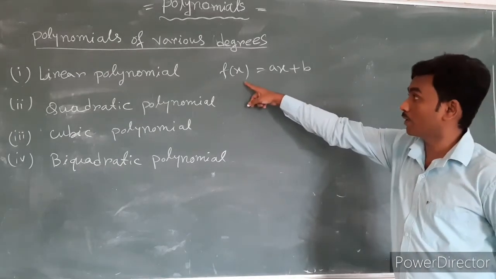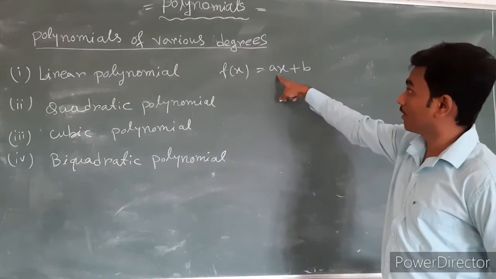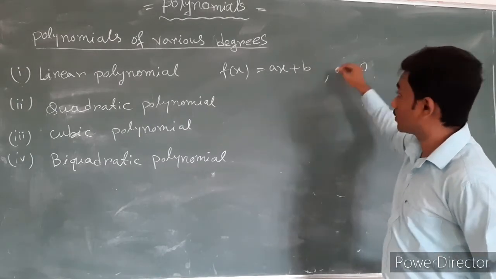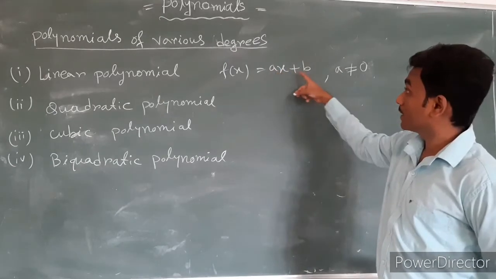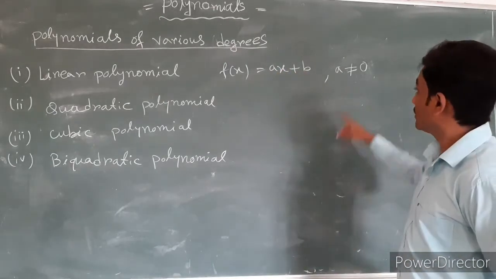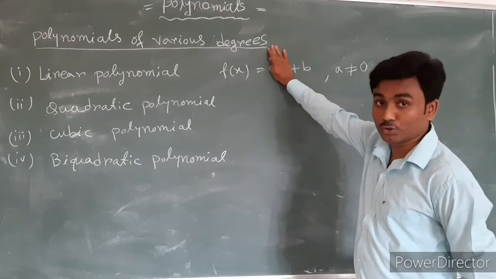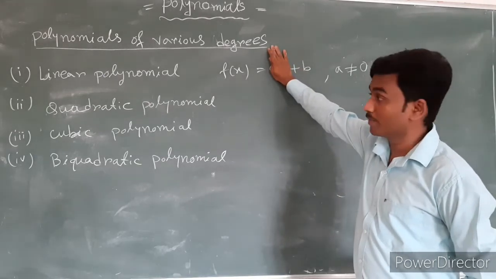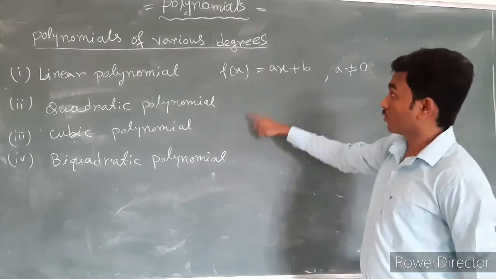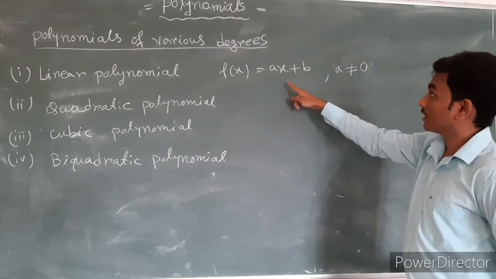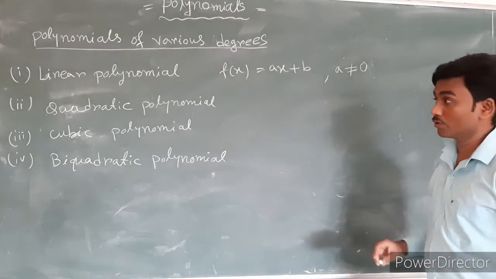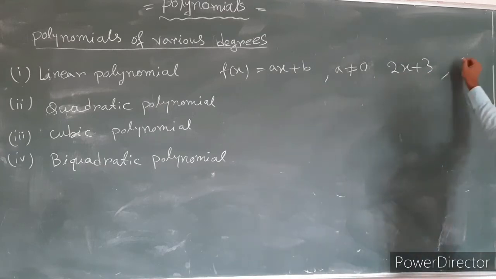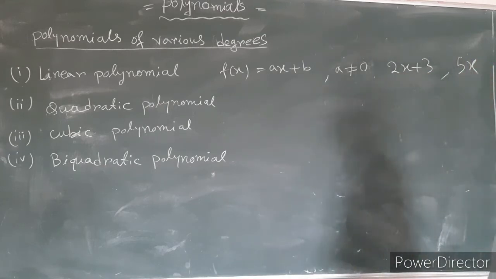And the standard form of a linear polynomial is f(x) equal to ax plus b, where a must be not equal to 0, and a, b are constants. If a equal to 0, then this part becomes 0, so the degree of the given polynomial will be 0. So in a linear polynomial, a must be not equal to 0. For example, 2x plus 3 is a linear polynomial. 5x is a linear polynomial.